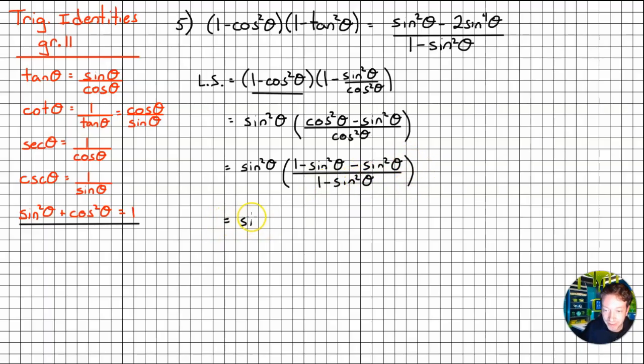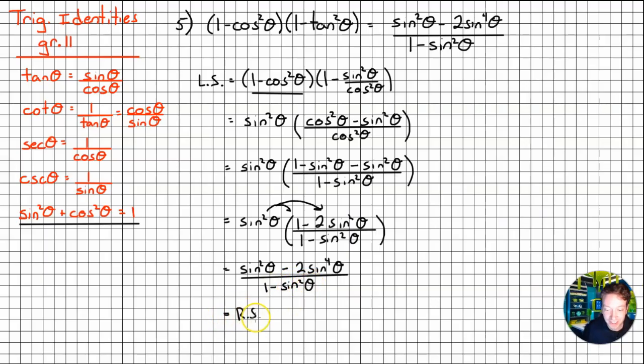Next, we can simplify that a little bit because we have minus sine squared theta minus sine squared theta. So that's 1 minus 2 sine squared theta, right? Just collecting like terms, over 1 minus sine squared theta. Now we can multiply and distribute. So we have sine squared theta minus 2 sine to the 4th theta all over 1 minus sine squared theta. So that equals right side.